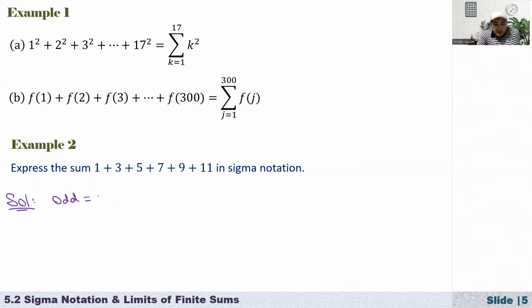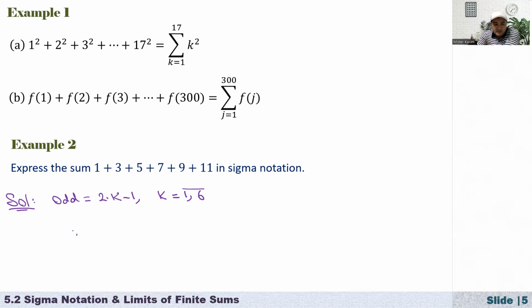And now I can just express every term as 2 times k minus 1. And I can write here k changes from 1 to, what is it? When it is 6, right? 2 times 6 is 12. 12 minus 1 is 11. It gives us 11. So k changes from 1 to 6. See here we have 6 terms.